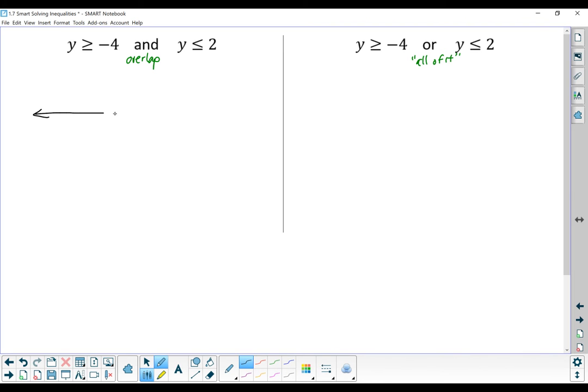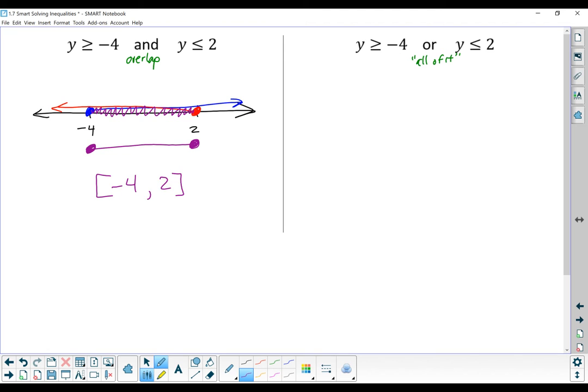So our graphs look like, let's see, our first one says that y has to be greater than or equal to -4. So this is this. And our second one says y is less than or equal to 2. So that is this. Well, if you think about where those overlap, it would be this middle section right here. So from -4 to 2, closed circle on both ends. So we would report our answer as -4 to 2, brackets on both sides of that.